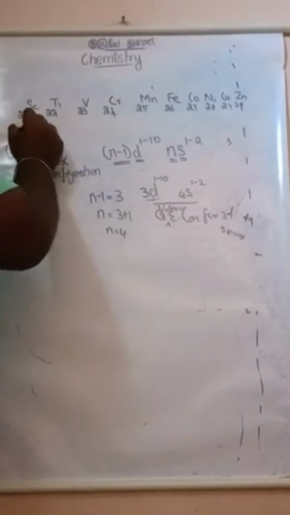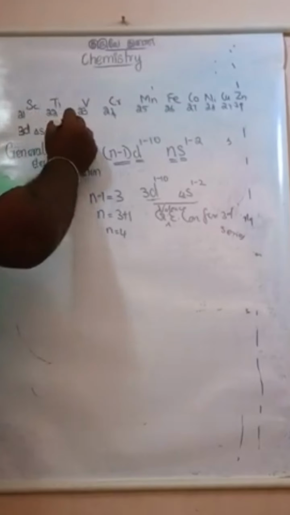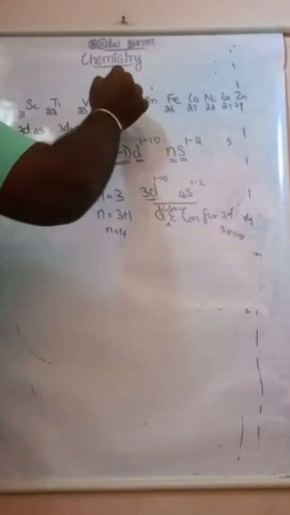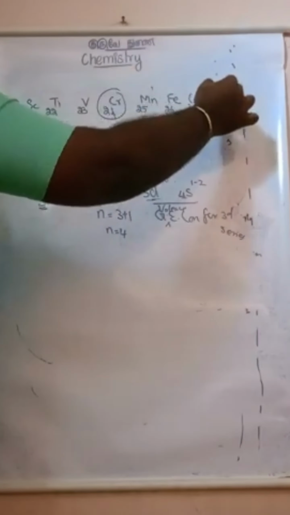For that, the atomic number is mandatory. You should know what the atomic number is, otherwise we can't write. First write 3d and 4s. For all the elements, first write 3d, 4s. As of now, just leave chromium and copper. For these two elements, there is no need to fill the electronic configuration in order.